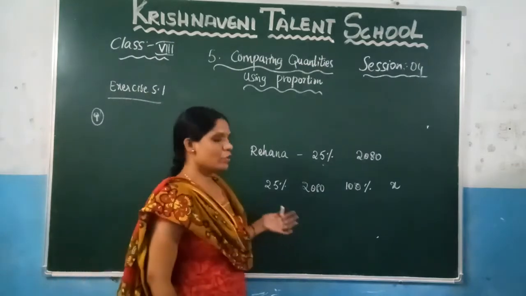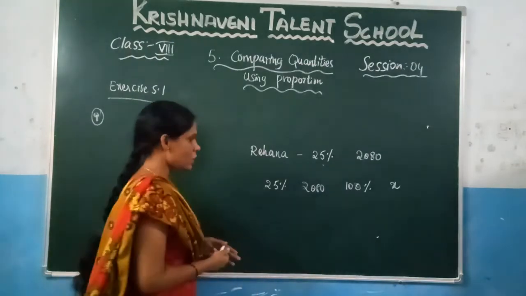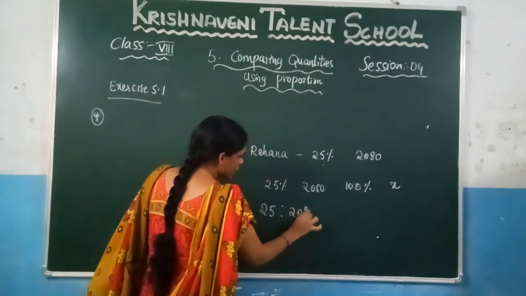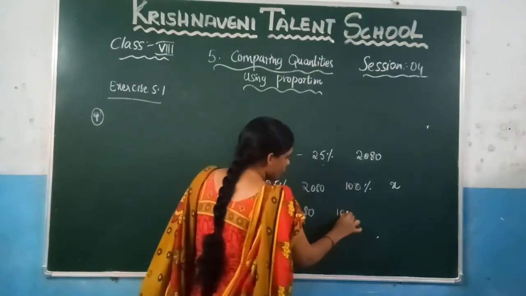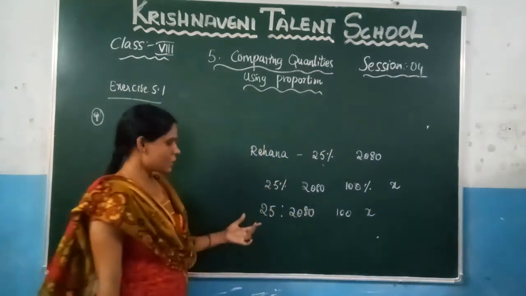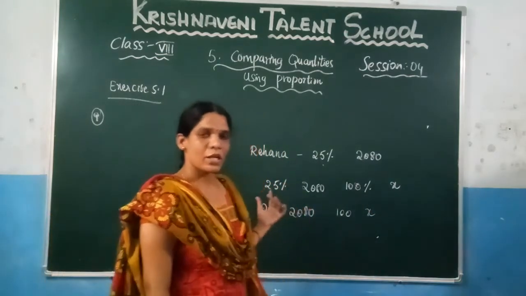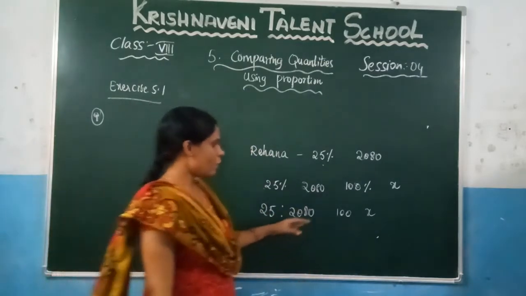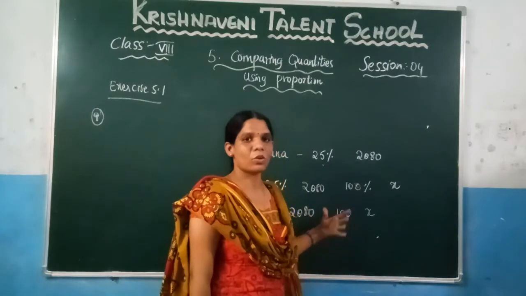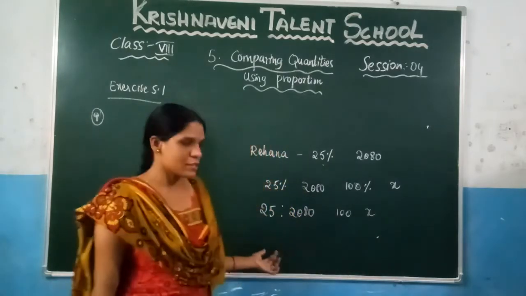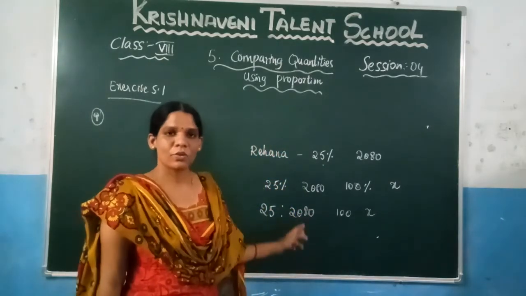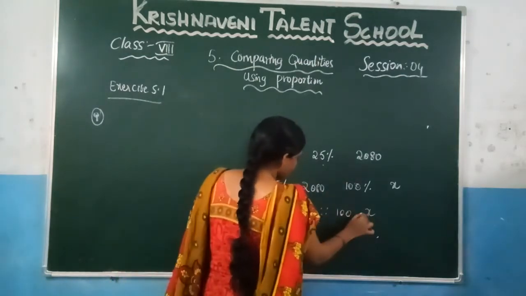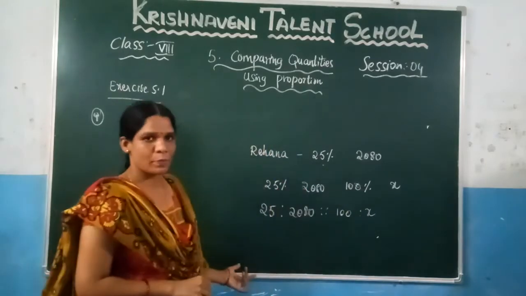Clearly here, if you consider these two as ratios, then you will get 25 is to 2080, and here 100 is to x, right? This is the percentage. For 25% he got 2080 rupees, and for 100%, that means for the total profit, you need to find it. Since these two ratios are equal, you can say that these two ratios are in proportion.